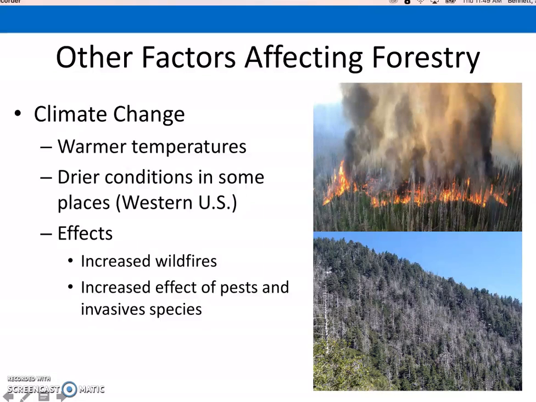Finally, warmer temperatures are affecting a lot. It's actually helping insect pests and other pests of trees. Those insects are able to live at higher elevations. They're able to live over winter when normally they would have died out. And it also creates good ground for invasive species to take hold. So what we're seeing is a lot of forests being affected more by insect pests and invasive species.